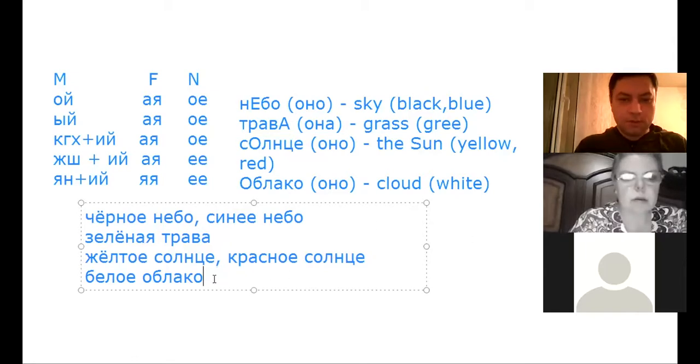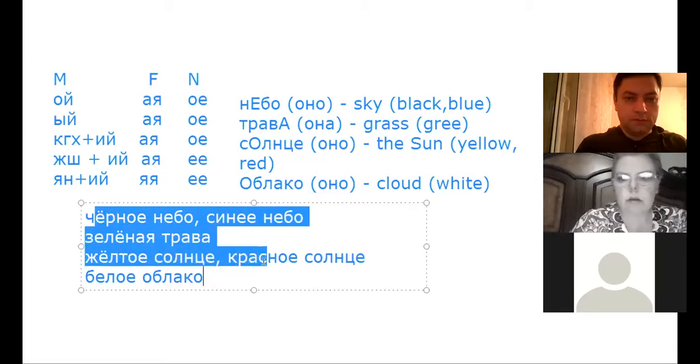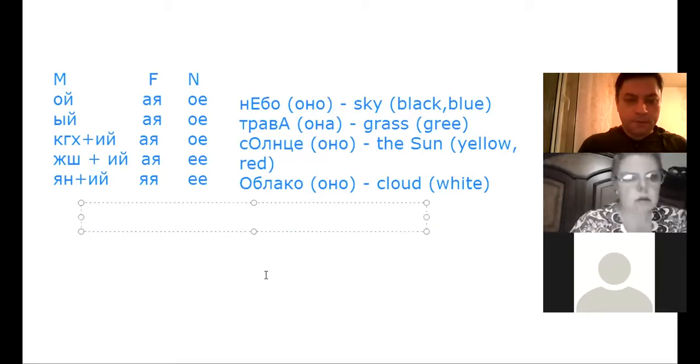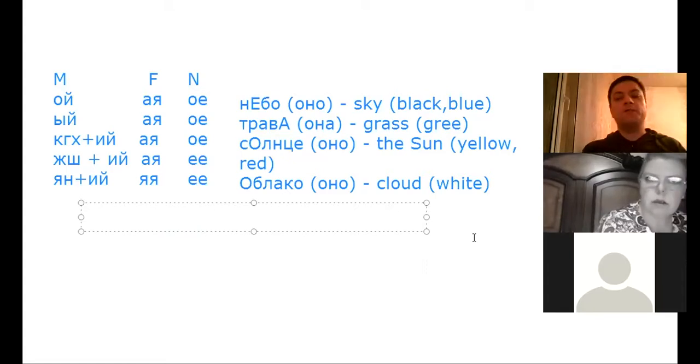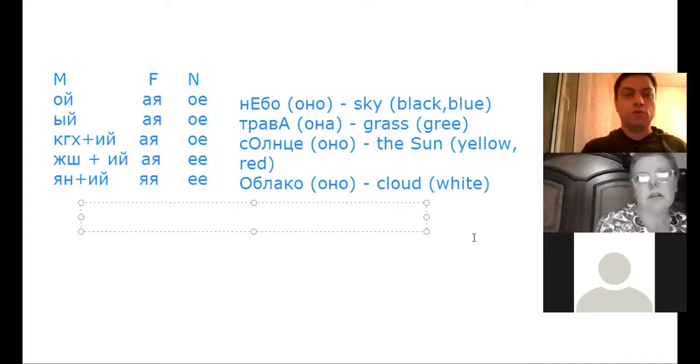Okay, enter one more exercise. A few more words here. Город is not зеленое, but зеленая, because трава is feminine. Трава is feminine, so you must say зеленая трава, not зеленое.